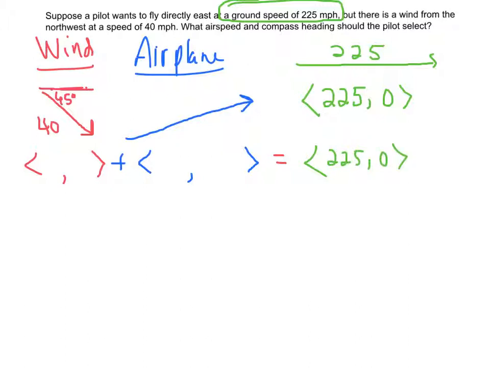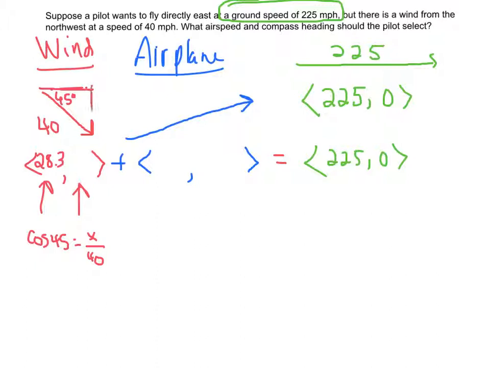So we're going to basically have to work backward on this one. So let's figure out what the x and y components are of the wind vector. And to do that, we're going to do cosine of 45 degrees equals the x value over 40. And when I type that into my calculator, cosine of 45 times 40, and I get 28.28. So we'll say 28.3.